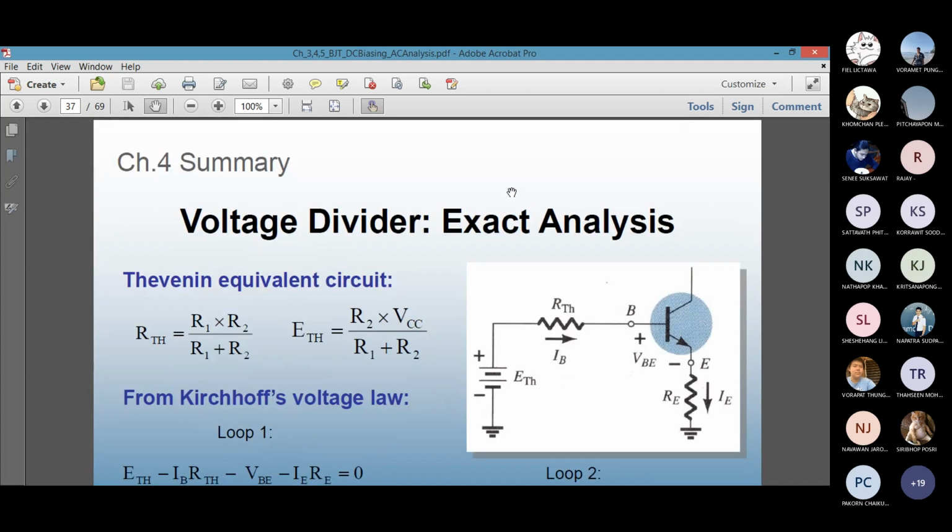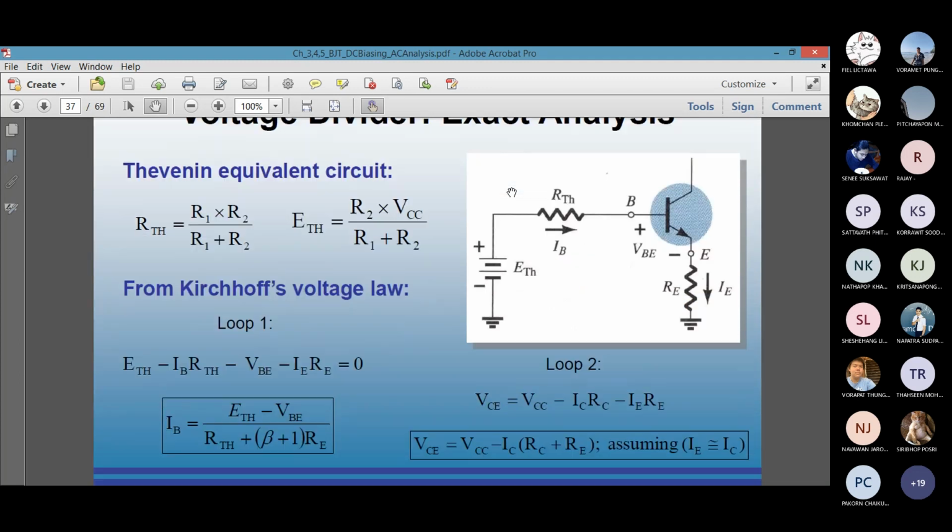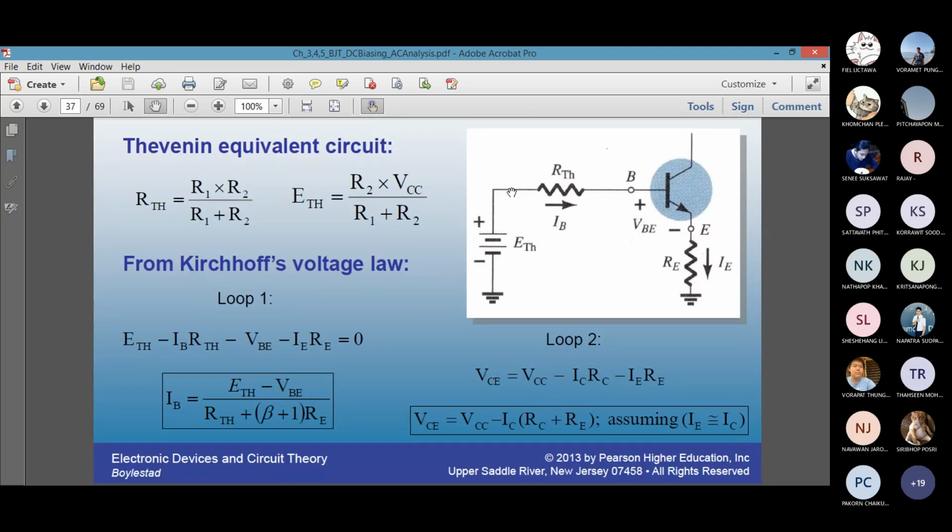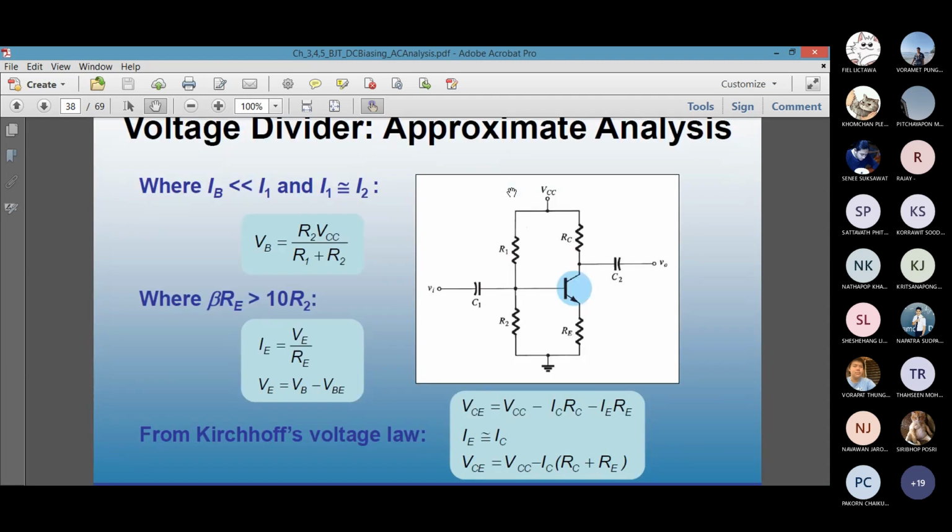For the exact, you have to find Thevenin voltage and Thevenin resistor. This is the equation of IB for Thevenin. And once you find IB, you can find IC, and you can find the rest of the parameters by circuit analysis. For approximate, the midpoint between R1 and R2 is called VB. Then you can have IE equals VE over RE. VE is VB minus VBE. Then you will find collector current. If you divide collector current by beta, you can even find the base current approximately. But when the condition is not satisfied and you try to do approximate analysis, your answers will be wrong and will not be acceptable.